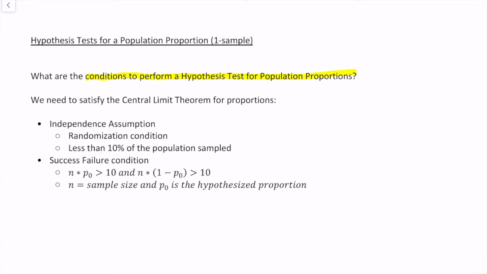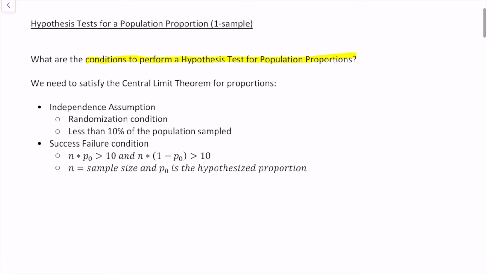Please go back and watch the introduction to hypothesis testing video if you haven't seen that. But as we mentioned, anytime we do any type of sampling, we have to satisfy the central limit theorem. Specifically, we have to satisfy the central limit theorem for proportions. These should be very familiar by now, but we have an independence assumption. The way we check that is we look for randomization: did we collect this using random sampling? And did we sample less than 10% of the population? If those are assumed to be correct, then we have an independence assumption successfully met.